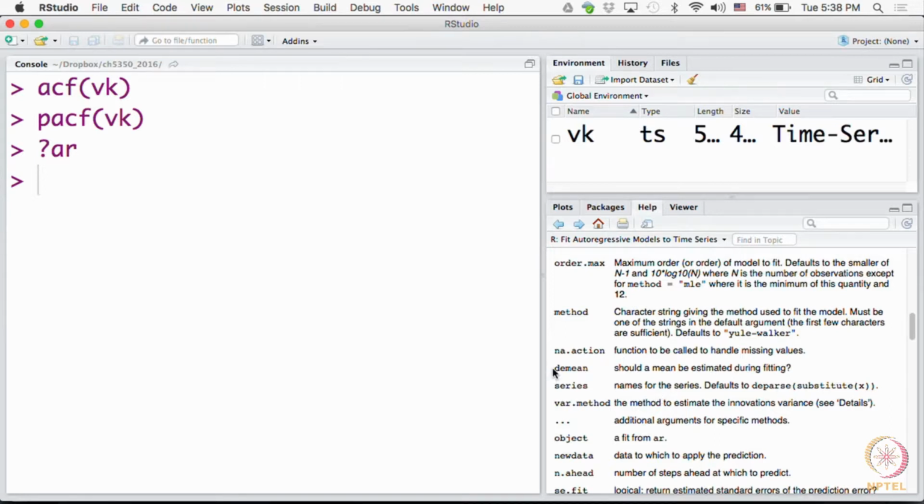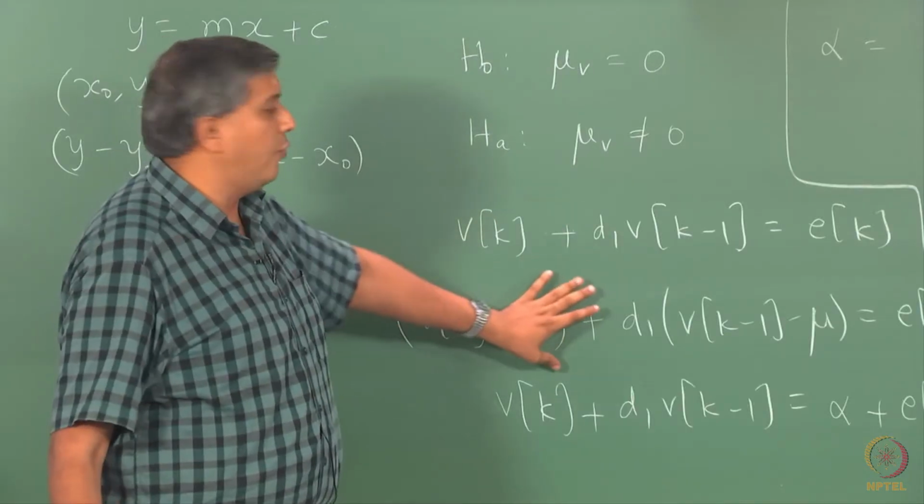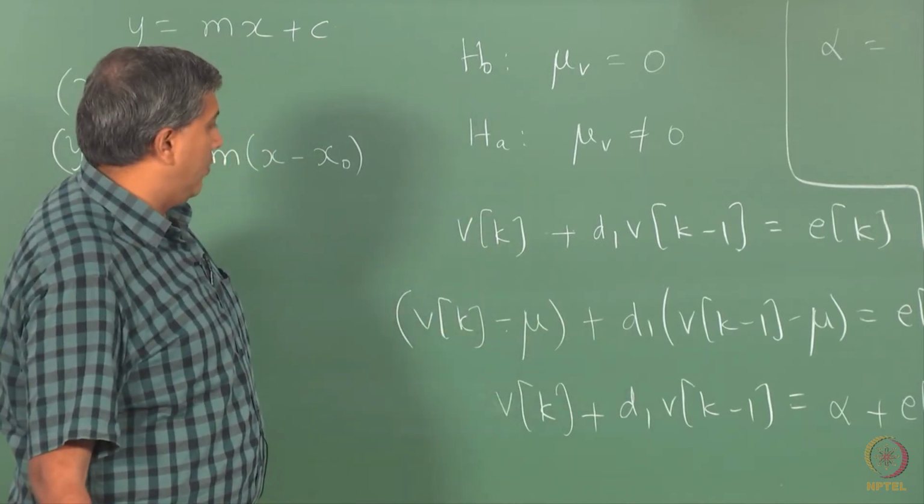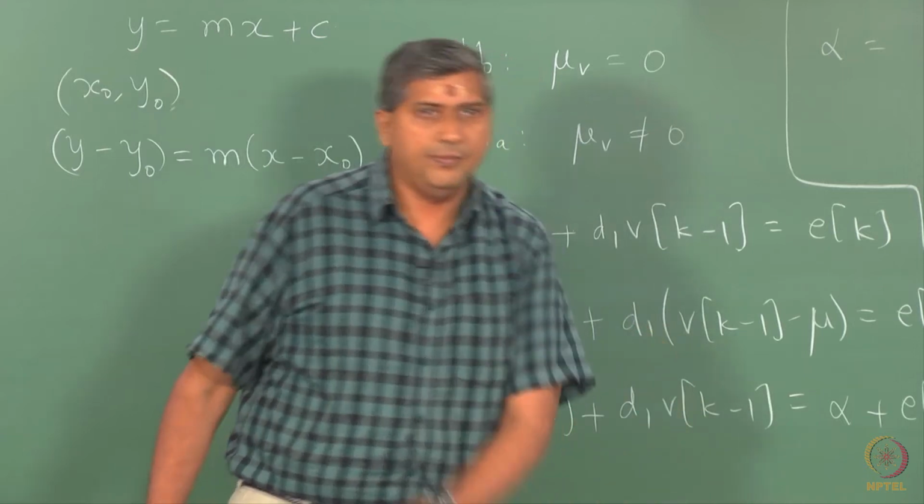There is an option for demean, and that is important. That means, should I estimate the mean or not? If I set demean equals true, demean means removing the mean. So, whether you want to fit this model or this model. So, if I set demean equals true, it is going to fit this kind of a model and get you an estimate of I believe the alpha.